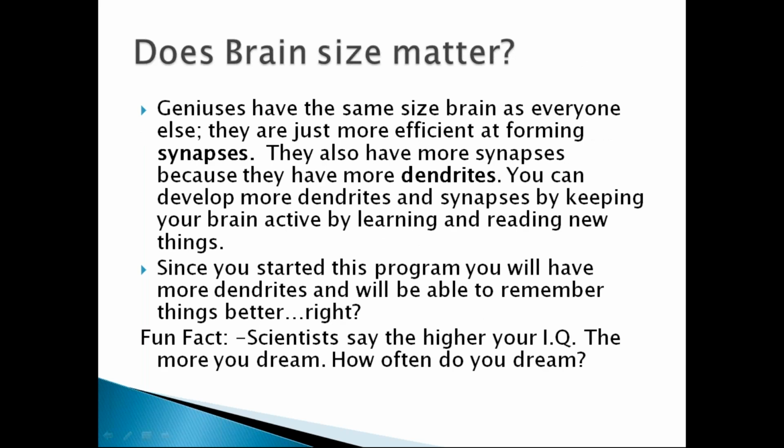Brain size matters. Geniuses have the same size brain as everyone else. They are just more efficient at forming synapses. They also have more synapses because they have more dendrites. You can develop more dendrites and synapses by keeping your brain active by learning and reading new things. And that's what all of you have been doing in this program. I think we've gained, all of us gained a large amount of synapses and dendrites.